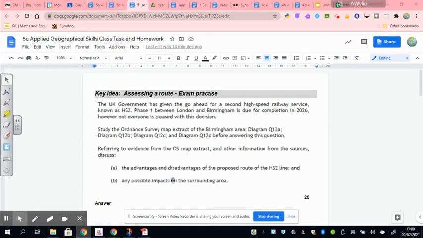Another thing you should also know is that 4 of the 20 marks will come from giving direct evidence, so, for example, giving relevant grid references. That means you've still got to come up with 16 points that target the 2 questions. So let's just have a little look at the exam question itself.